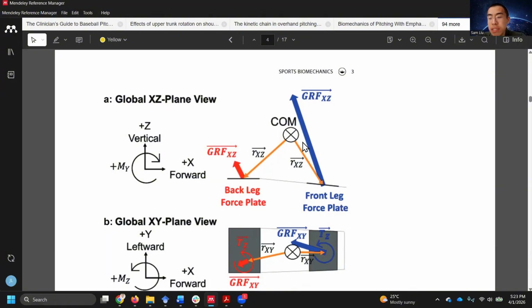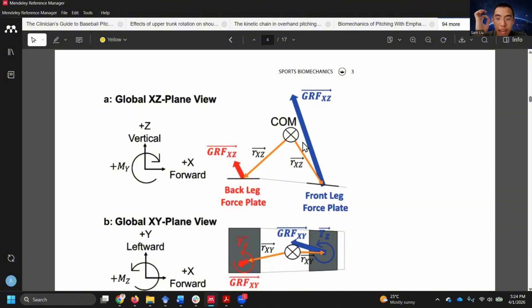But here's the core deal with this paper. Linear impulse, super easy to calculate. You have your ground action force time series, you integrate over time, you have your linear impulse. Anybody with their Hawkin Dynamics force plate already has that metric. Here's the next layer, okay?